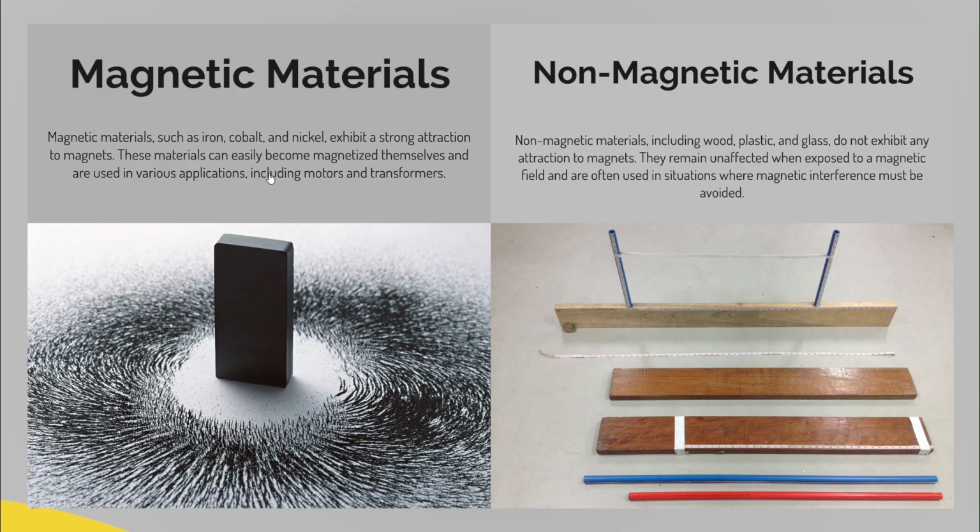Okay, coming to non-magnetic materials, they include wood, plastic, and glass. They do not have any attraction to magnets. They remain unaffected when exposed to a magnetic field, and are often used in situations where magnetic interference must be avoided. So materials such as wood, plastic, and glass do not have any magnetic properties at all.